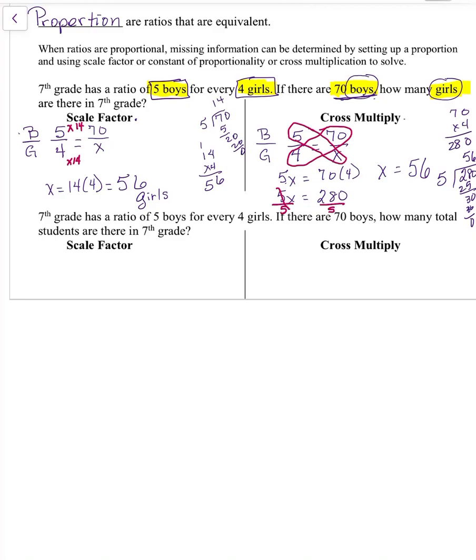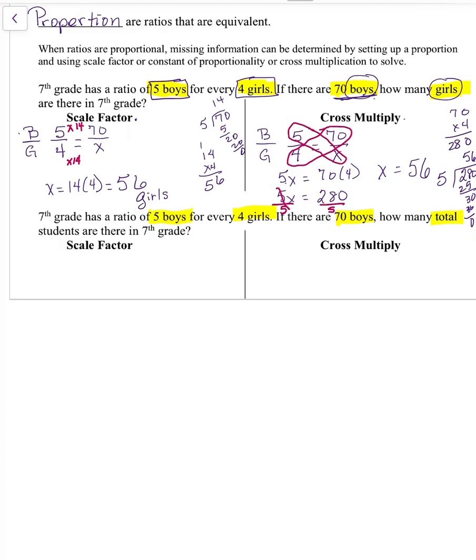Looks almost exactly the same, but there is a difference. Okay, it says 7th grade has a ratio of 5 boys for every 4 girls. So far, it's exactly the same. If there are 70 boys, that's exactly the same. How many total students are there in 7th grade? So this is a different question.